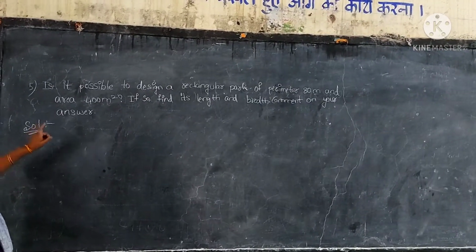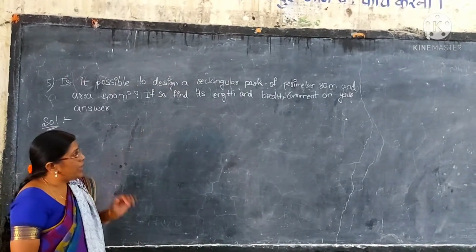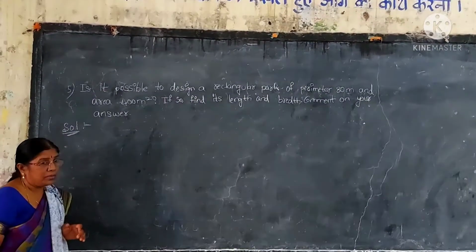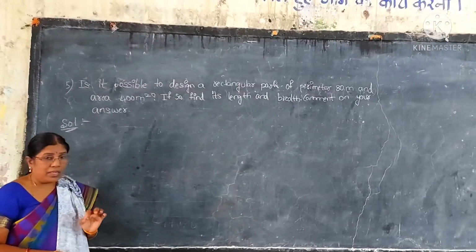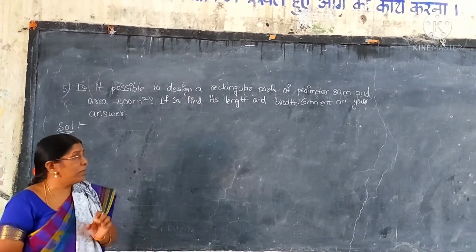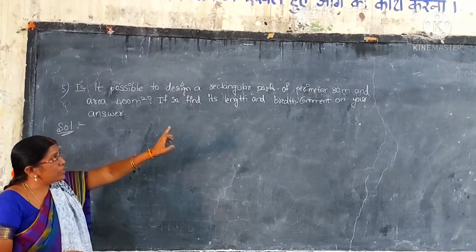meters and area 400 meters square. If so, find its length and breadth. Comment on your answer. Here the question is: is it possible to design? He is asking you, is it possible to design? So, he has given us the hints.